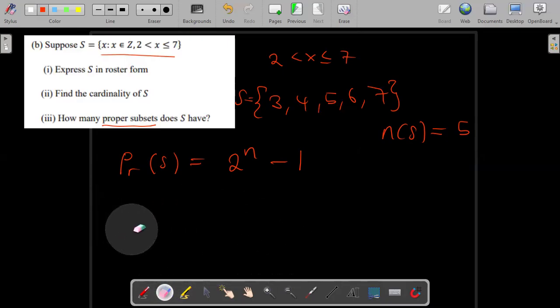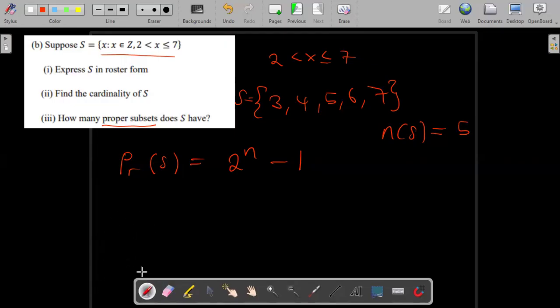A proper subset is a subset, so these are sets that are contained in this set. So if we talk of S, for example, {3, 4} is a subset of S, because it can be contained in S. But a proper subset means it does not contain all the elements of S.